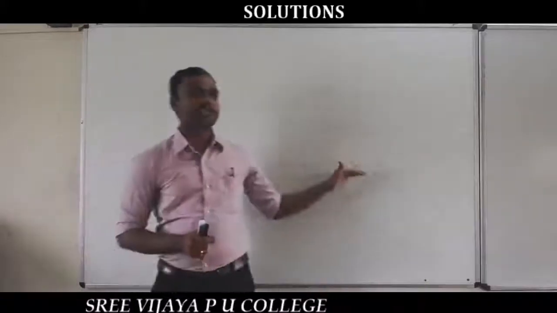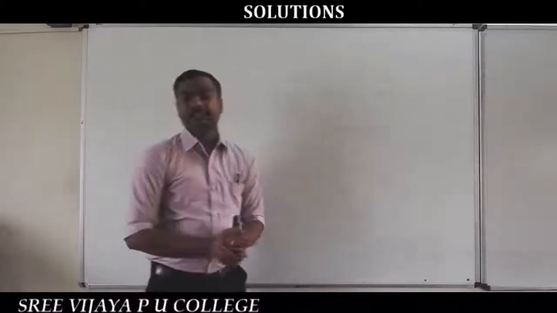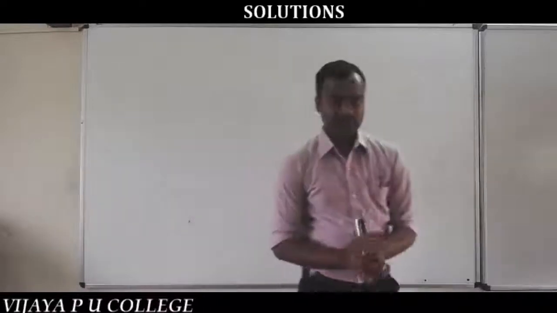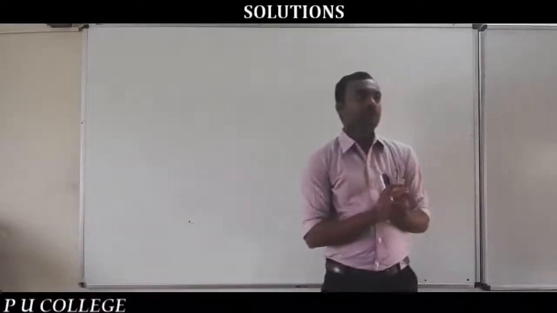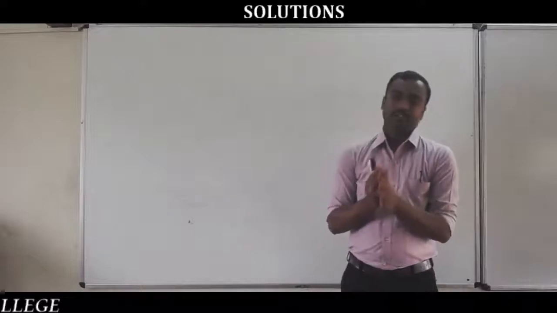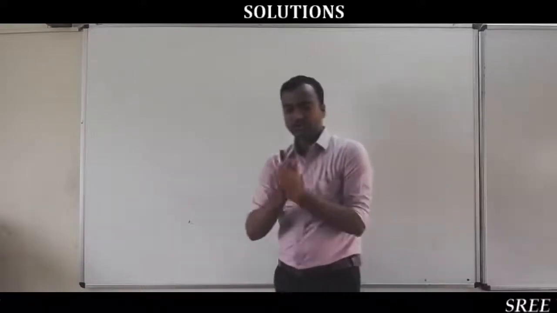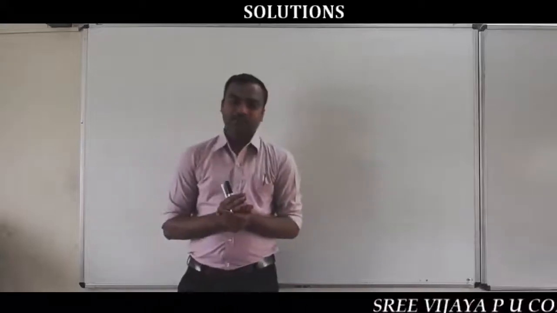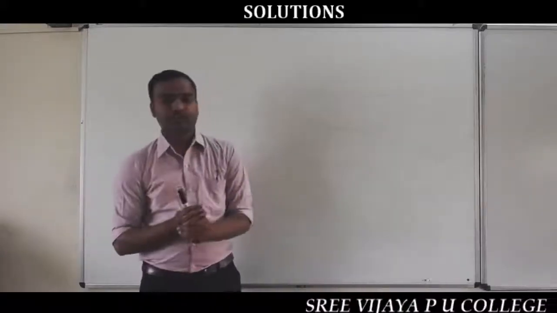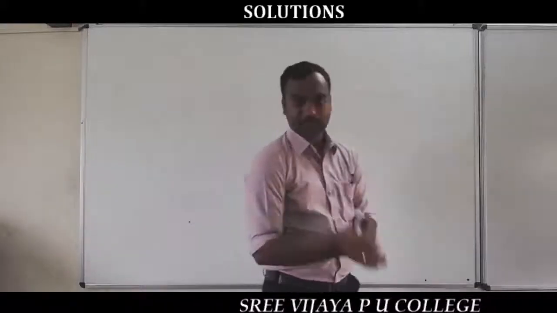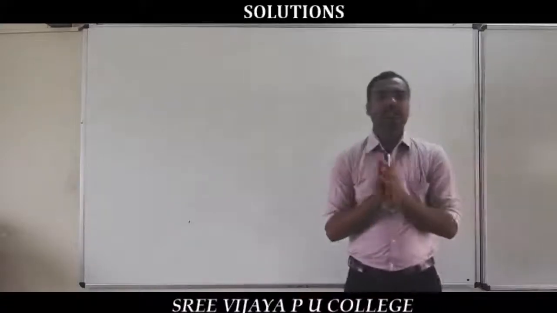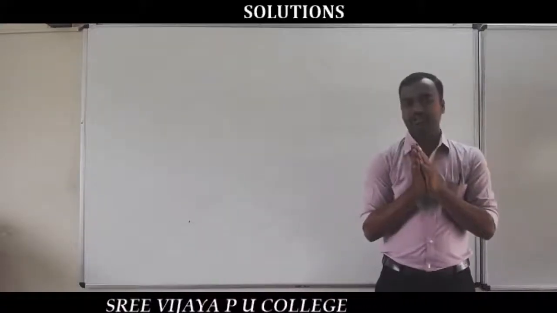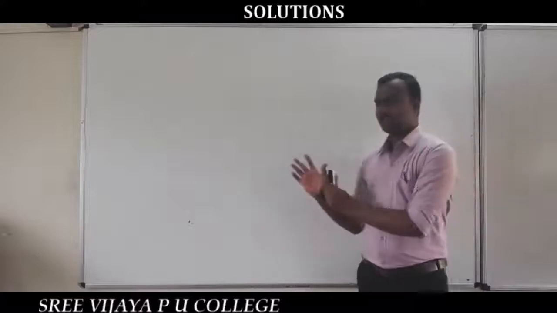And one more concept in the solution chapter, the last concept, is abnormal molar masses, and how the abnormal molar mass of the solute occurs. That is association of solute and dissociation of solute, and based on association and dissociation, how the degree of dissociation and association is explained by using the van't Hoff factor. And what the values of the van't Hoff factor are for association and dissociation of solute, we have to discuss in the next class.